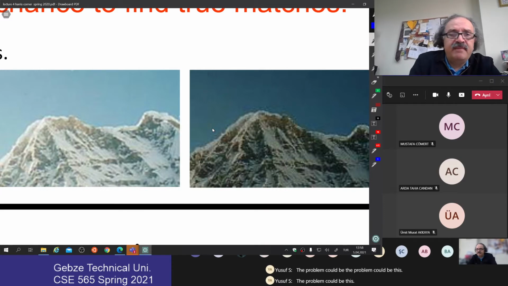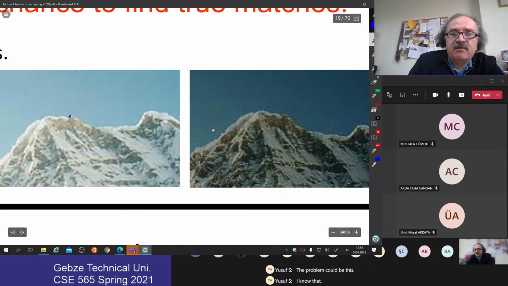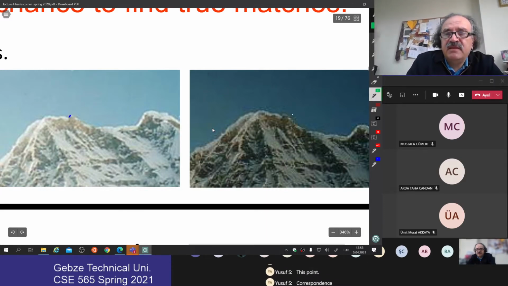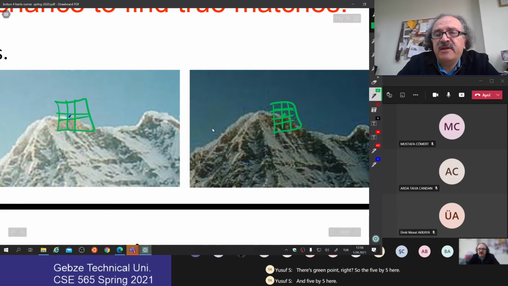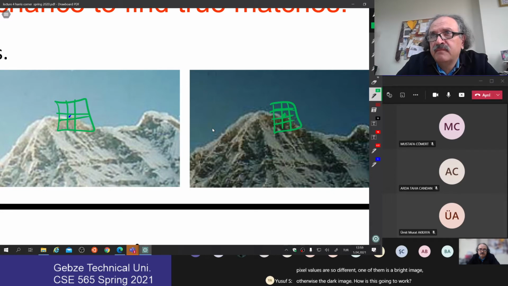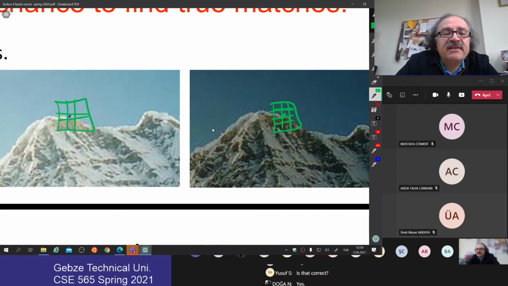I know that this point corresponds to this green point, right? So the 5 by 5 here and 5 by 5 here are supposed to correspond, but as you see, these pixel values are so different. One of them is a bright image, the other one is a dark image. How is this going to work? Is that correct? Yes. That's one thing.